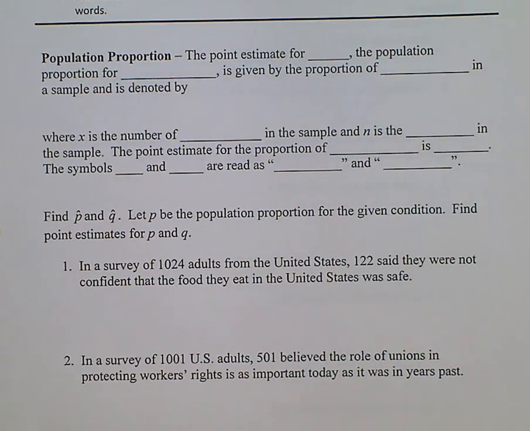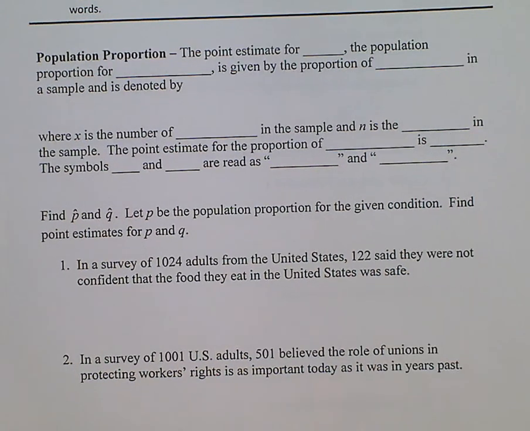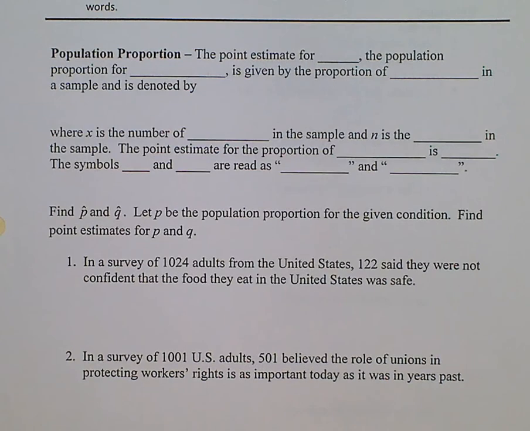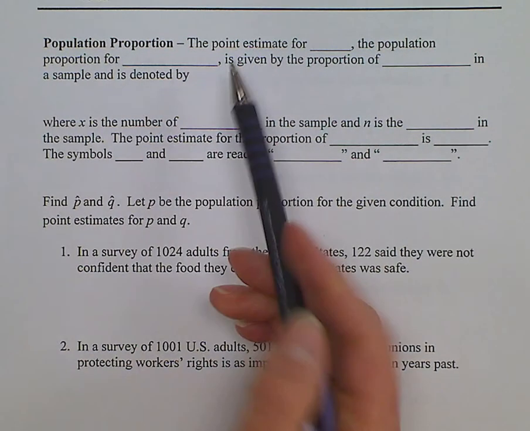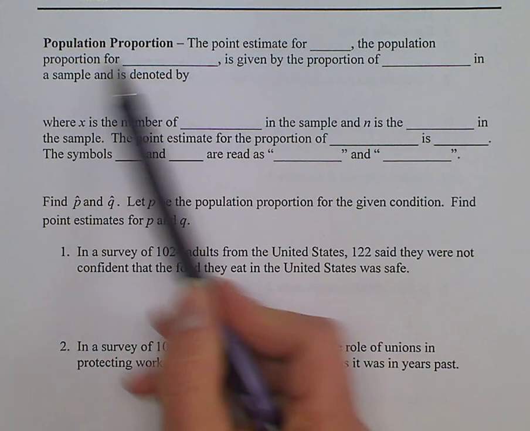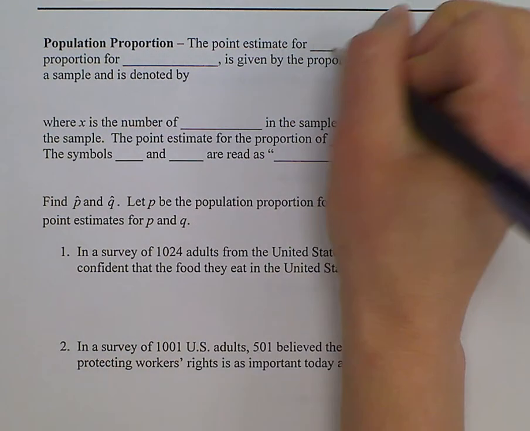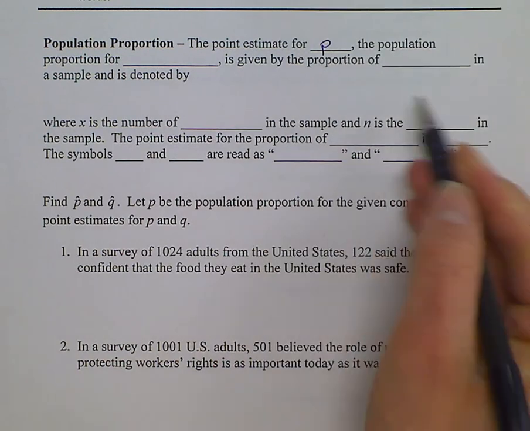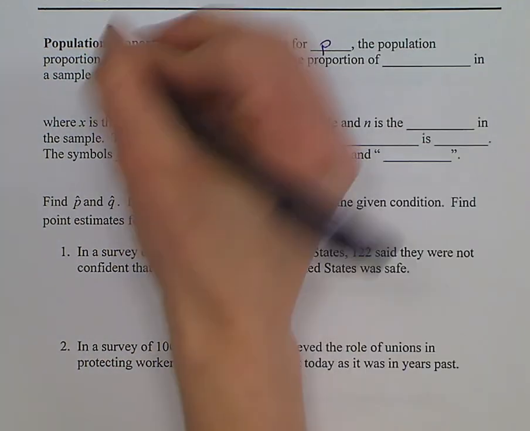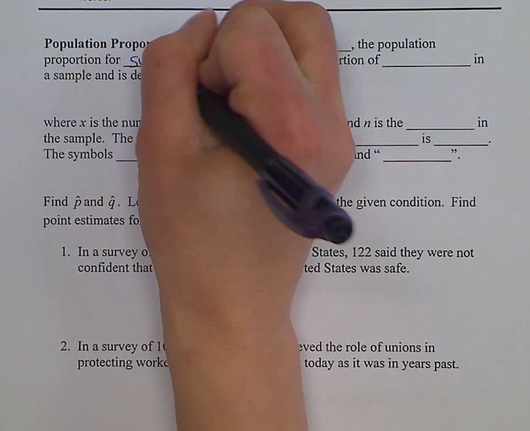Okay, for section 6.3, we're going to calculate the confidence intervals for population proportions. A population proportion is the point estimate for P, which we know is the probability of success. So it is the proportion of successes.